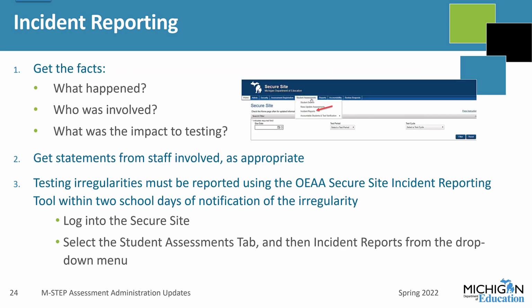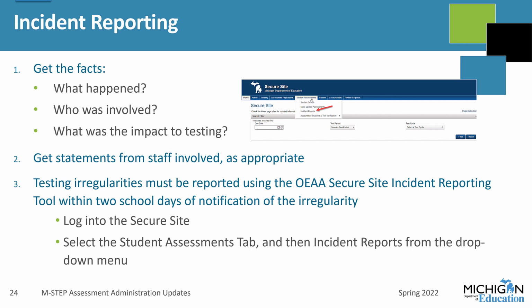If a testing irregularity occurs, it's important that you follow these steps to respond to it. Start by getting the facts. What happened, who was involved, and what was the impact to testing? Next, get statements from staff involved when warranted. Once you know what's happened from all of the involved parties, then you submit your incident report.